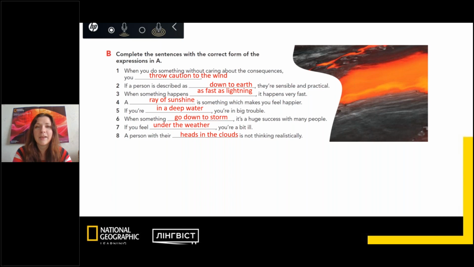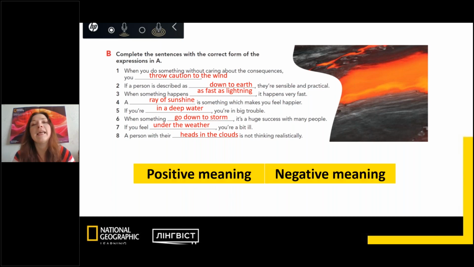If you feel under the weather, you're a bit ill, right? To be under the weather means a bit ill. All right. So these are the expressions. Now, let's put them into columns. Which of them have positive meaning? Which of them have negative meaning? And which of them, there is no column for this, but which of them are neutral? What do you think?